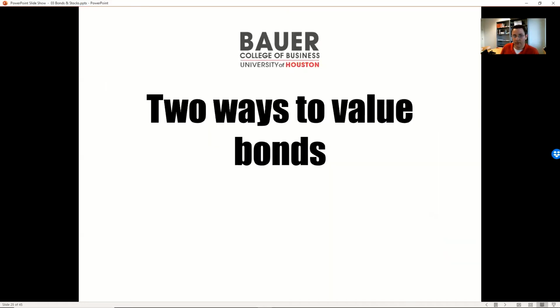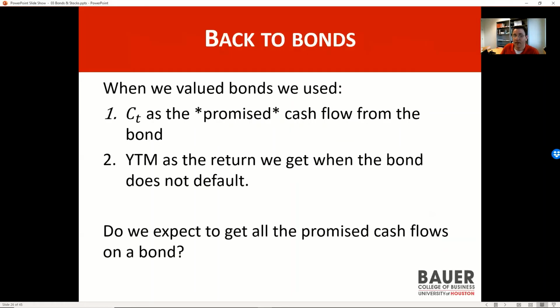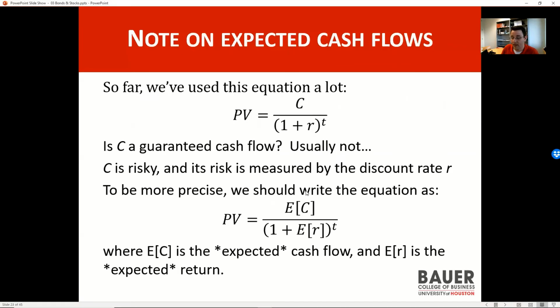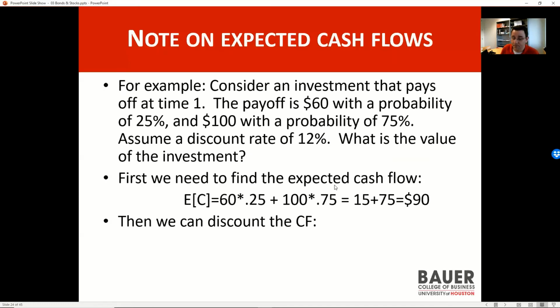So now we've reviewed expected values. We've reviewed probability. That's going to let us get back to bonds. Remember, we said bonds are a little bit weird. What we've been doing is discounting promised cash flows by this yield to maturity. What we should be doing, back to day one of class, is discounting expected values by an expected return, not the promised cash flows by the return if there's no default.